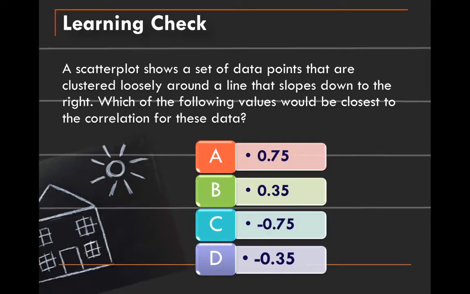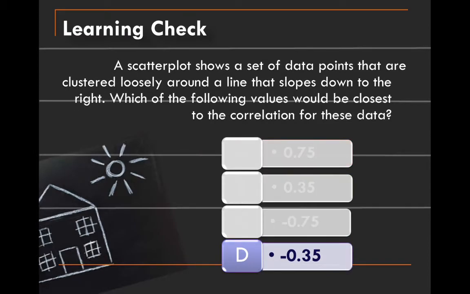Okay, so really quick, learning check. A scatter plot shows a set of data points that are clustered loosely around a line that slopes down to the right. Which of the following values would be closest to the correlation for these data? And data again is plural. So two words here, loosely clustered around, right? And then it slopes down to the right. So D is going to be all right.